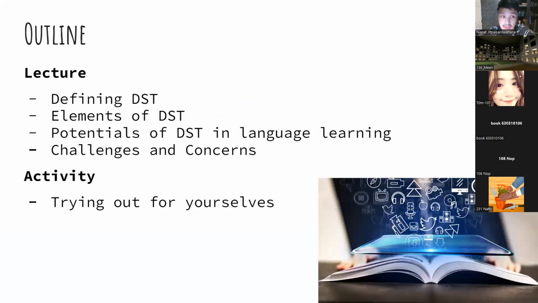So let's have a look at the outline of the talk today. It's going to follow quite a similar format to what we did last week. First, we are going to define DST, what the storytelling is. Then we're going to look at different elements of DST, like what would qualify as DST and so on. Then we look at potentials of DST in language learning.